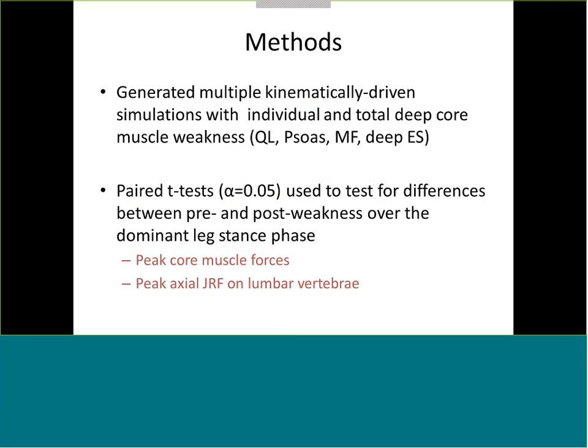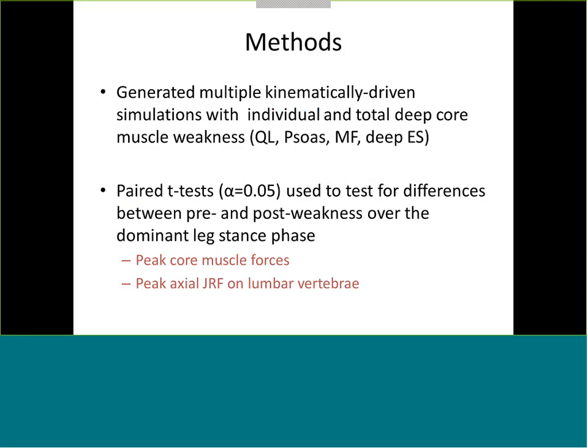So for each participant, we generated one kinematically driven simulation that was a baseline simulation where all the muscles were full strength. And then after that, we generated multiple, also kinematically driven simulations where the deep core muscles, the quadratus lumborum, psoas, multifidus, and deep erector spinae, were weakened either individually or together as a group. And all the results I'm going to be presenting are comparing that baseline simulation for each subject to one where the respective muscle or all the muscles were weakened 100%.